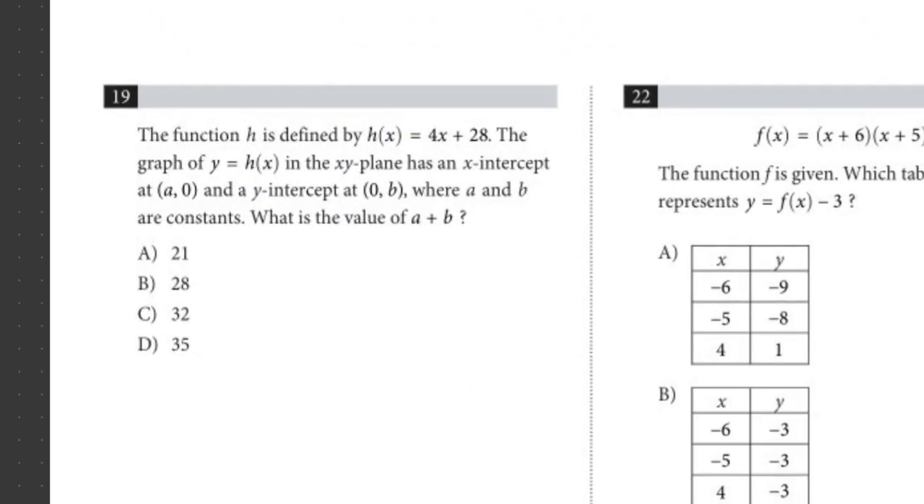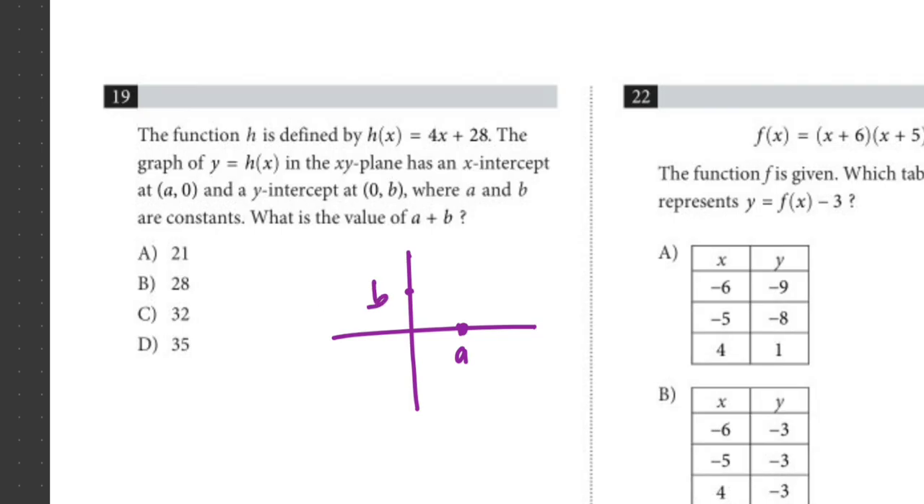Question 19. The function h is defined by h of x equals 4x plus 28. The graph of y equals h of x in the xy-plane has an x-intercept at (a, 0) and a y-intercept at (0, b), where a and b are constants. What is the value of a plus b? The x-intercept is (a, 0), and the y-intercept is (0, b). What is a plus b?